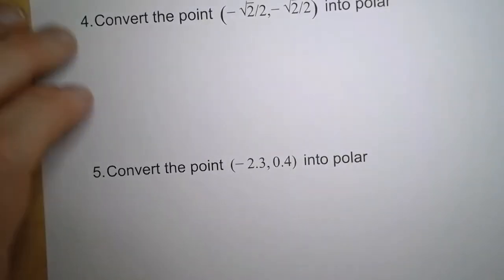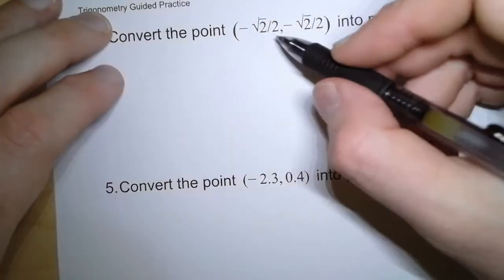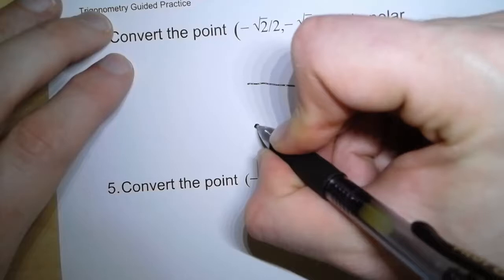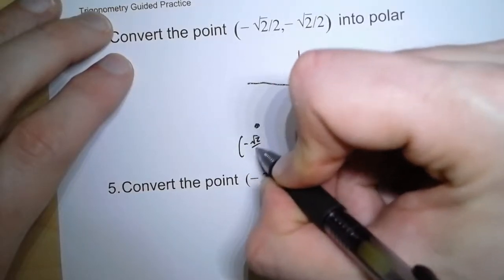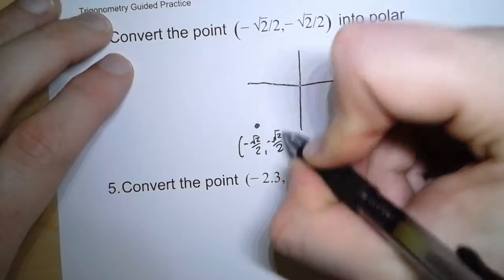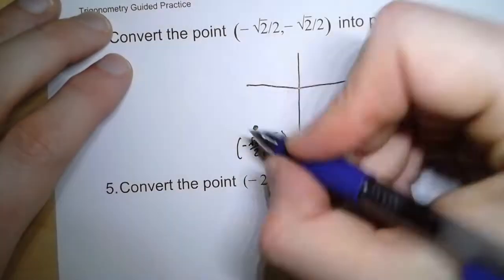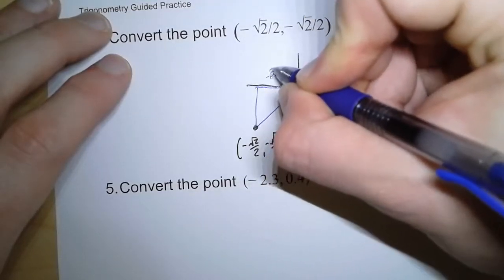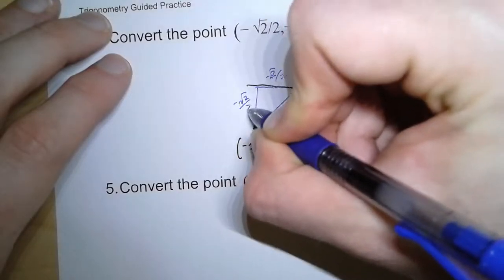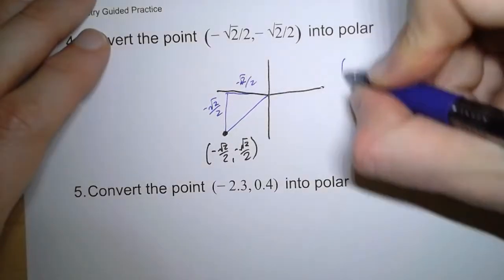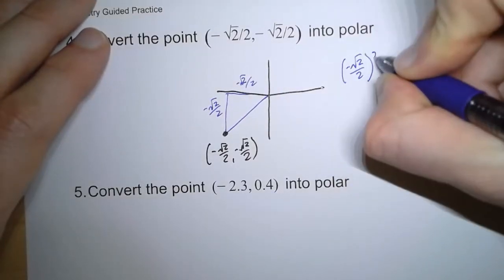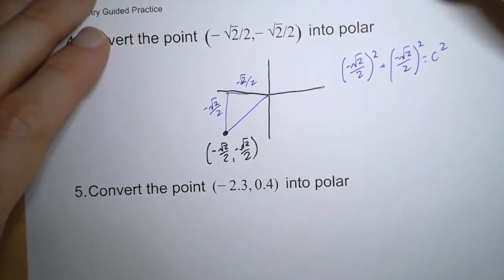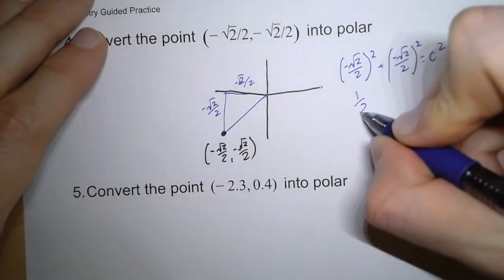So for number 4, we have these coordinates: negative radical 2 over 2, negative radical 2 over 2. That's in the third quadrant. So if I draw my triangle, we've got negative radical 2 over 2, negative radical 2 over 2. Using the Pythagorean theorem, we take negative radical 2 over 2, square that, plus negative radical 2 over 2, square that, and that gives us c squared. When we square both of these, we get 1/2 plus 1/2.